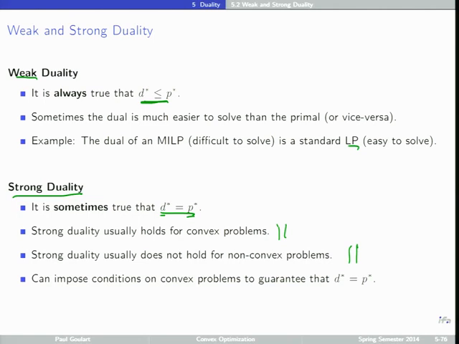If you give me any actual non-convex problem and ask me to solve it, it's an extremely good bet that strong duality is not going to hold. Just like with a convex problem, it's an extremely good bet that it will have strong duality.